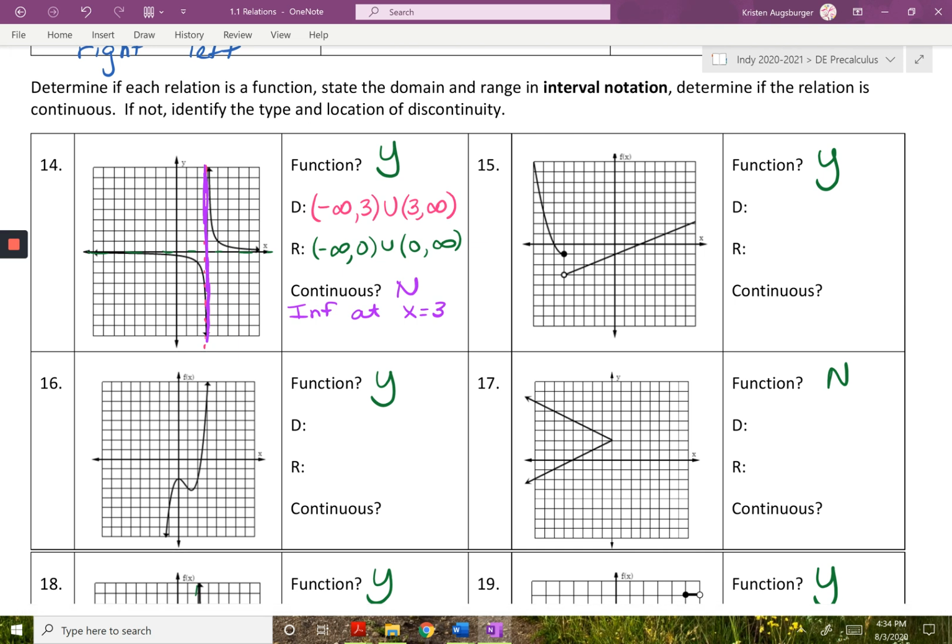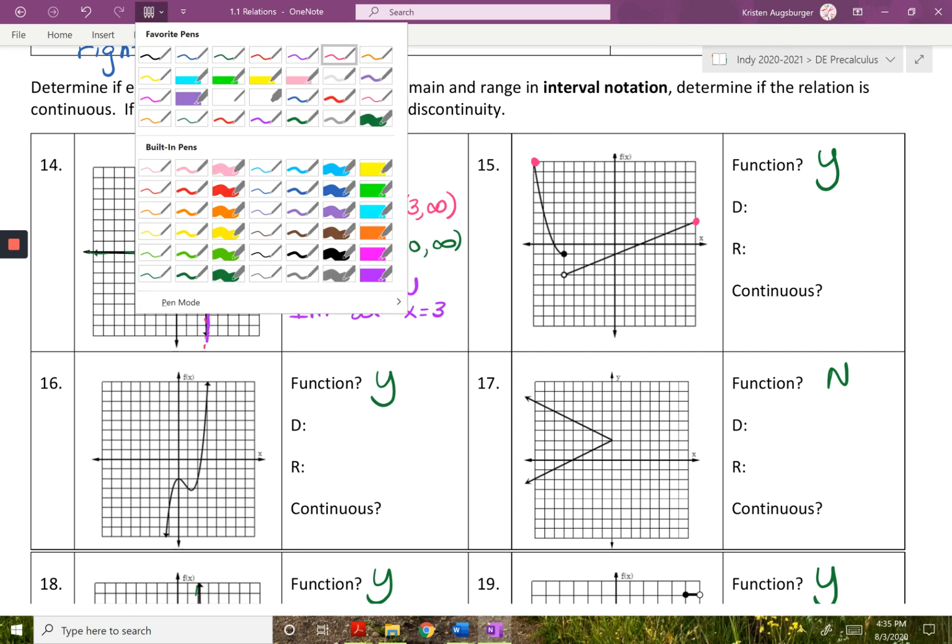What about 15? What is the domain for 15? I'll clarify something to you. The graph stops and does not continue going, and that affects how you're going to do your domain. Let's start by asking, is it a function?